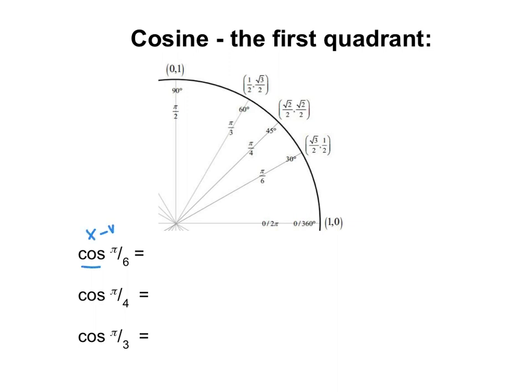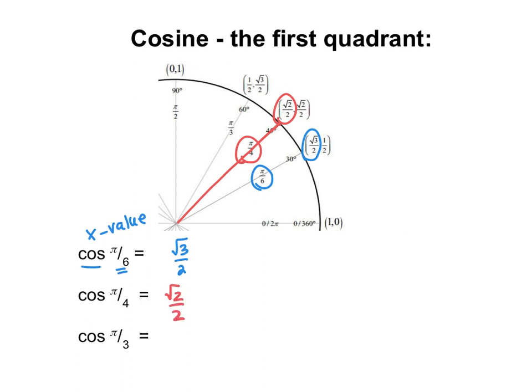So you're going to say, okay, I'm looking for the x value at pi over 6. So you will go to pi over 6, you will find the x value, and that's going to be the answer. Pi over 4, again, you must know that is the middle line right here. So at pi over 4, you will find the x value, which is square root of 2 over 2.